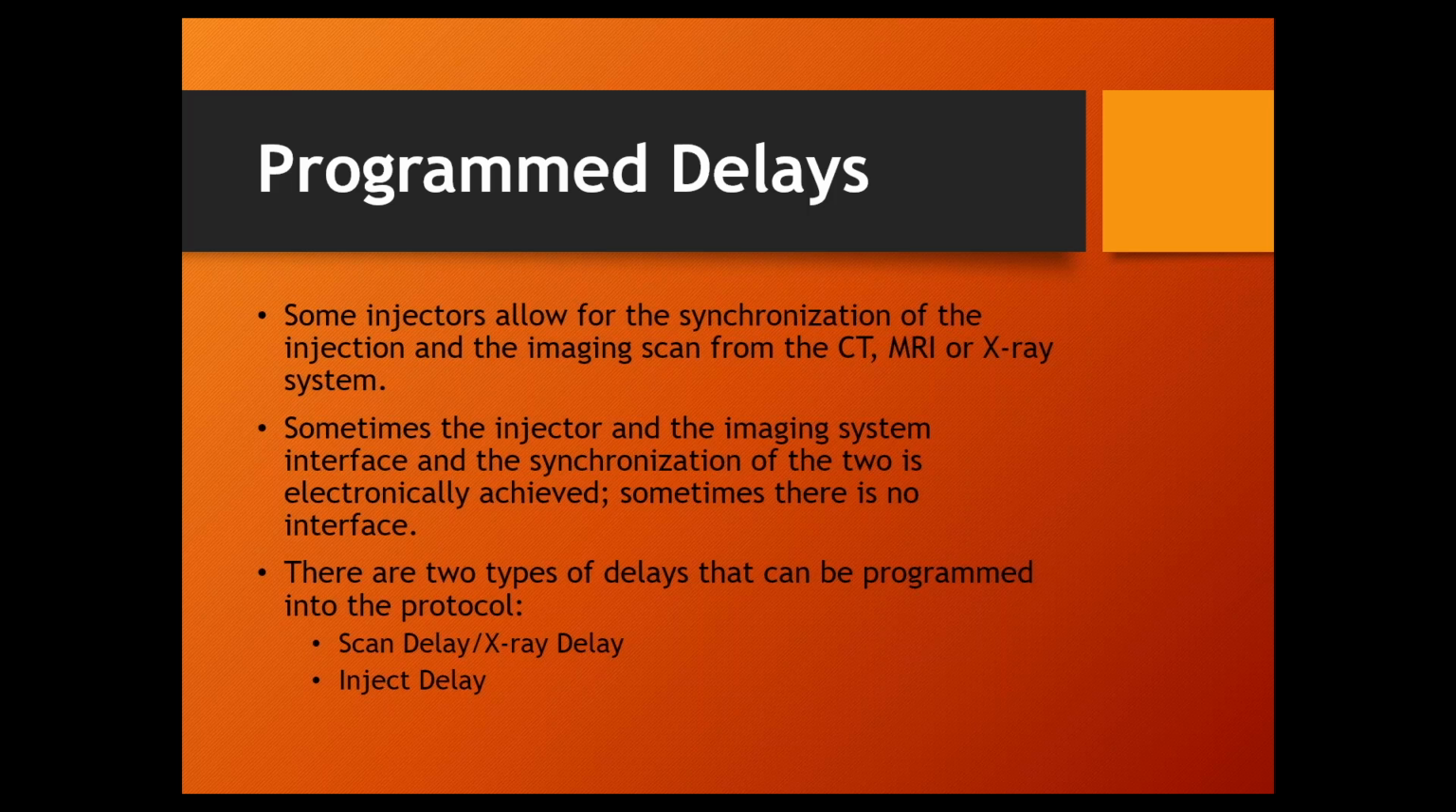So if I want the start of the imaging system to be delayed, for CT and MRI injectors, it's called scan delay because it's called a CT scanner or an MR scanner. But for angio injectors, it's called X-ray delay because it's actually an X-ray system. Same exact concept, but it's just 2 different names. Any questions on this? Simple concept? Yeah.